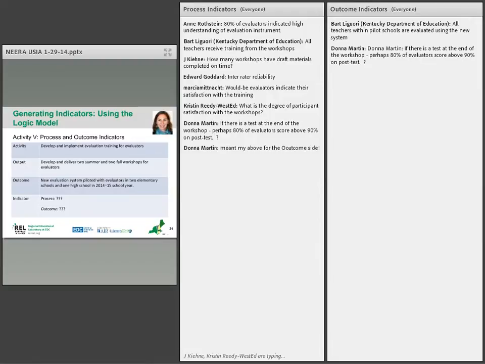So let's see. If there's a test at the end of the workshop, perhaps 80% of evaluators score above 90% on the post-test. So maybe if you conduct some sort of pre- and post-assessment of your evaluators about their overall understanding of the measures in the evaluation system, you identify an increase in the understanding. High levels of satisfaction with the workshops, all of those things could be process indicators.